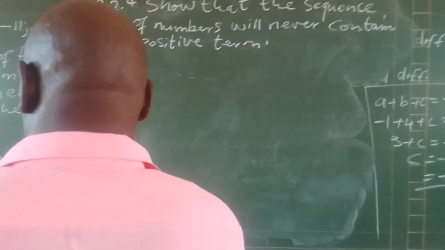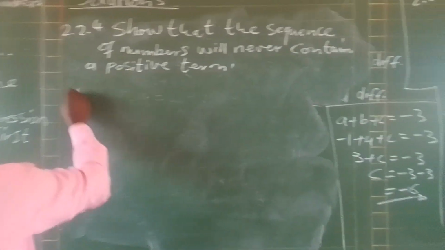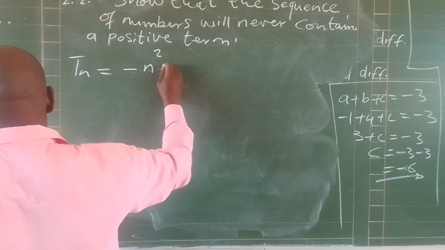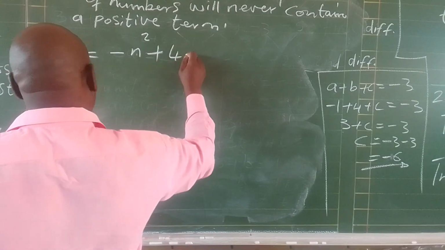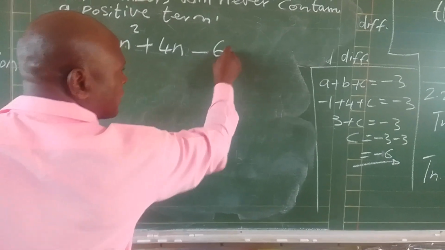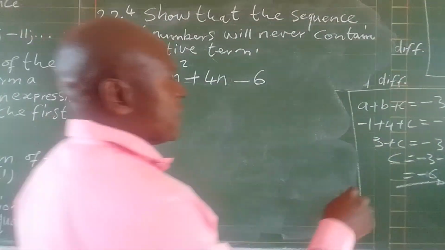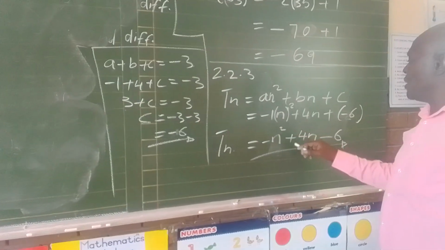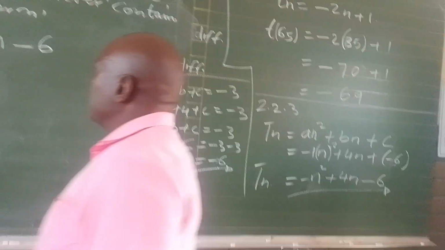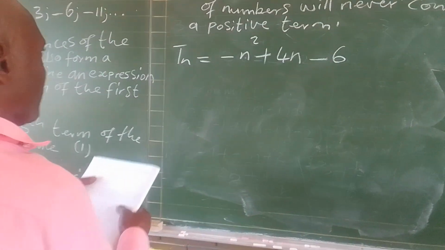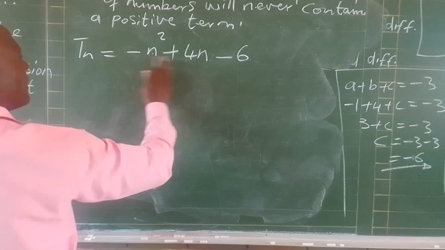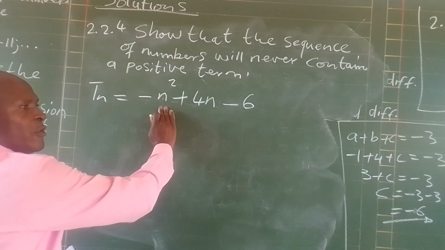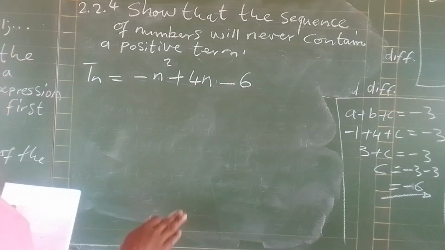All right. Let's prove that it will never contain a positive term. Tn equals minus n squared plus 4n minus 6. That is what we have found as the general term from the previous question. We found that Tn equals minus n squared plus 4n minus 6. Now, coming back here, the whole exercise is to complete the square, so that after the factorization, you'll find that everything is going to be negative.